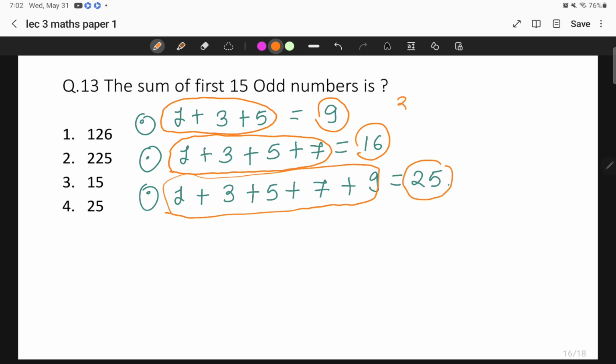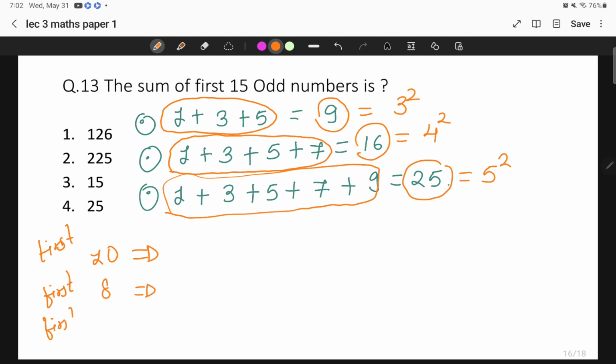First 3 odd numbers, 3 square is 9. First 4 odd numbers, 4 square is 16. First 5 odd numbers, 5 square is 25. It means whenever they are asking us to find out the summation of the first 10 odd numbers, or the first 8 odd numbers, or the first 15 odd numbers, simply we are going to take the square of the given or mentioned number.